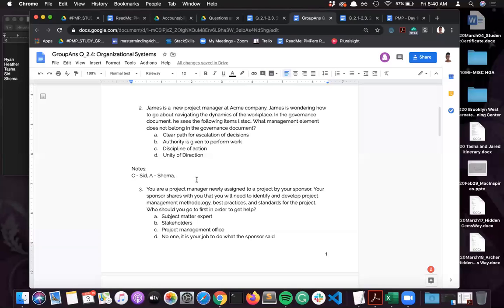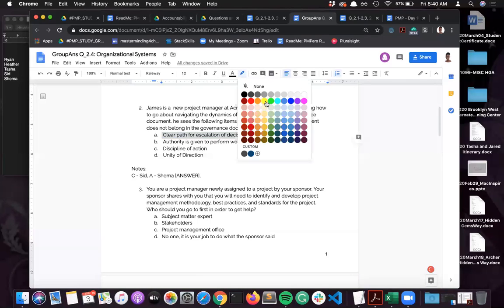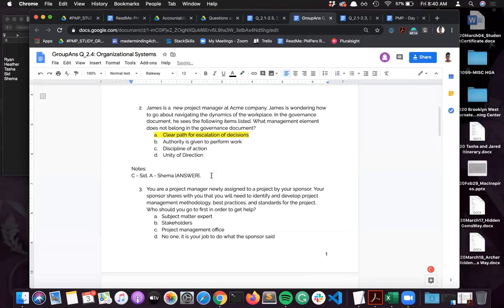Okay. It was my initial thought, but I wasn't sure. Yeah, this is just straight definition. I'm not sure about any of this either. No, I thought escalation of decisions would probably fall under management policies or governance policies. That's why I wasn't sure, because I was trying to remember the definition of governance.